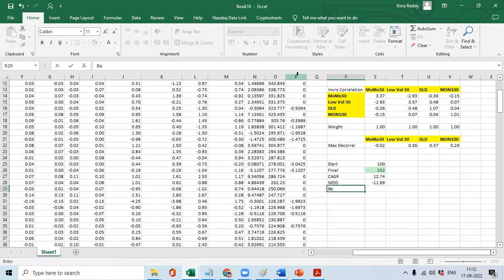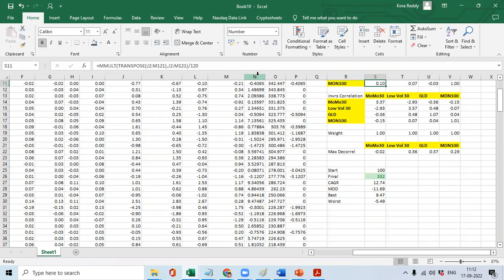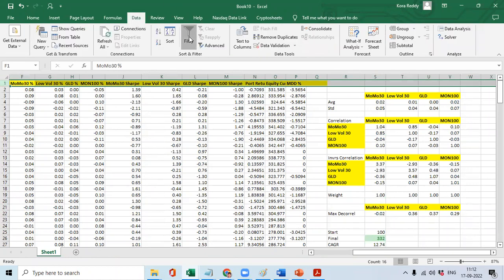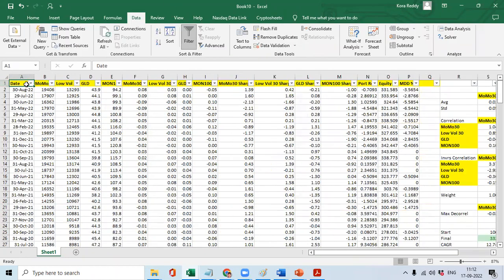And the best month is max of this one. So you had a 9% best month, and worst month being this one, the 6%. And then I just want only the August.